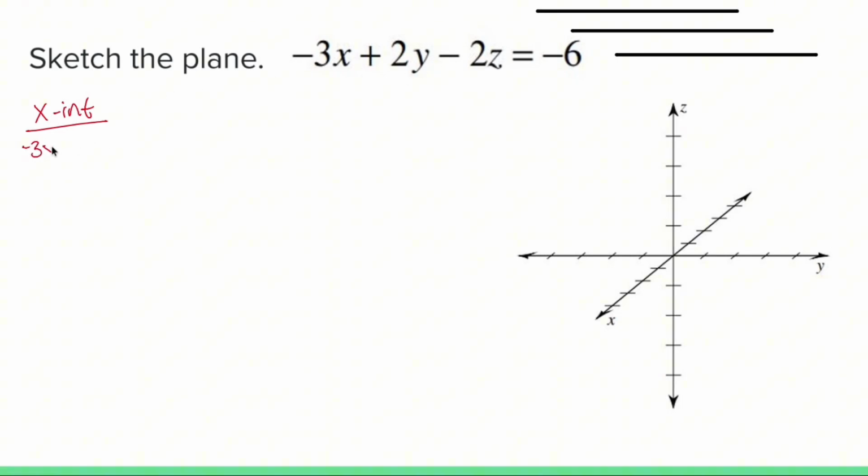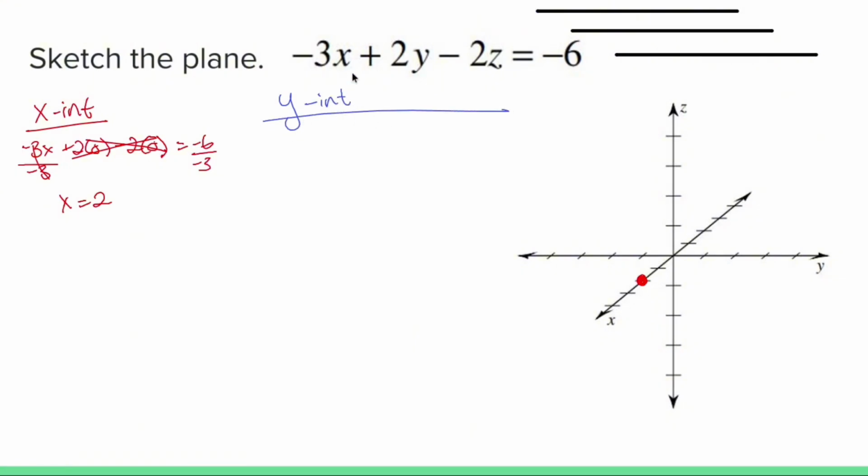So -3x plus 2 times 0 minus 2 times 0 equals -6. Divide everything by -3, and x equals 2, which gives me an x-intercept of 2. So this is the positive x-axis. I'm going to put a dot right there at 2. I'm not going to use my lines yet. We're going to do the same thing with my y-intercept.